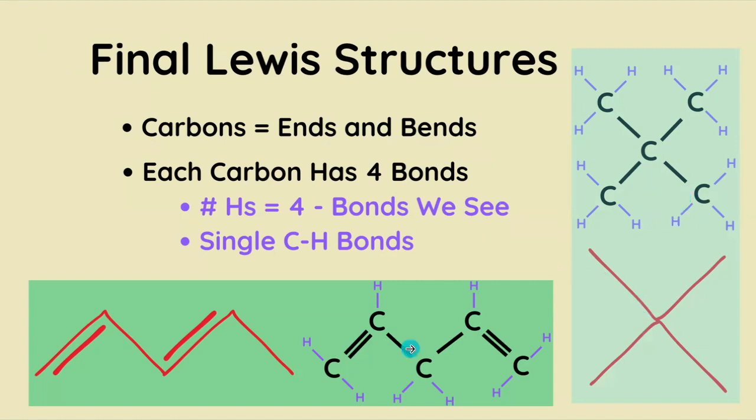So looking at these final Lewis structures as compared to the bond line structures, we see the big picture. The ends and the bends are carbons, each carbon has 4 bonds, and for any bonds we don't see of the 4, we must make up for it with hydrogens, so we subtract from 4. So the number of hydrogens is 4 minus the bonds that we see.